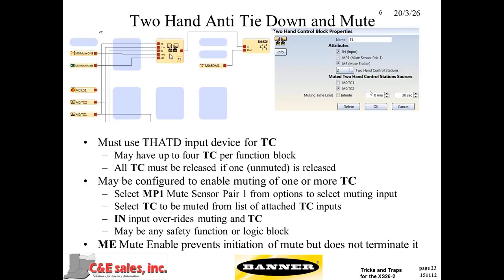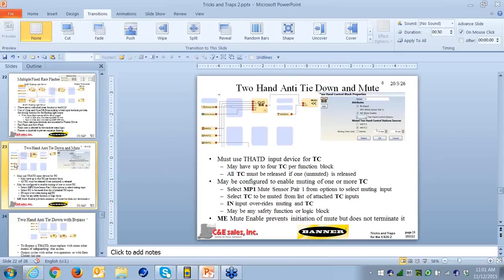I also have the opportunity to mute 1 or more of those, say on the upstroke. I want to mute one of them. I can set that up here by saying I want to mute, and this is the one that I want the mute to function on. This obviously is a little bit short. I've only got that for 30 seconds, but whatever the machine requires. So let's take a look at the functionality there.